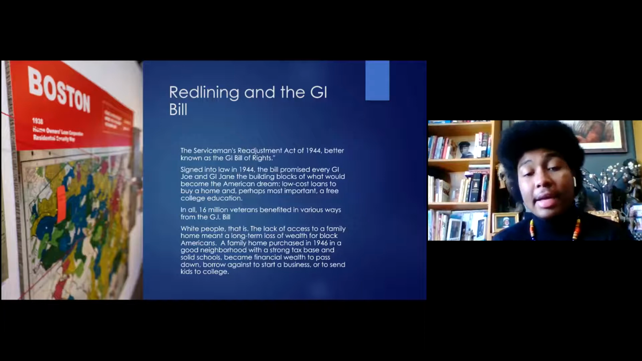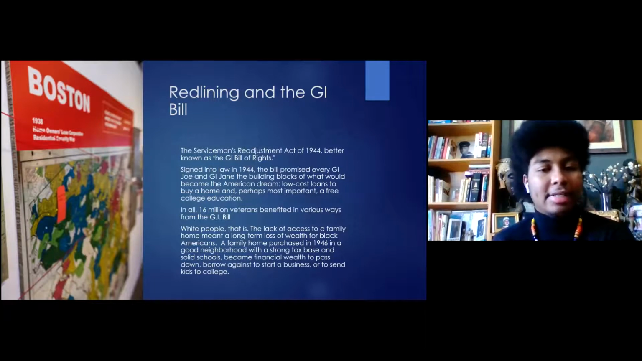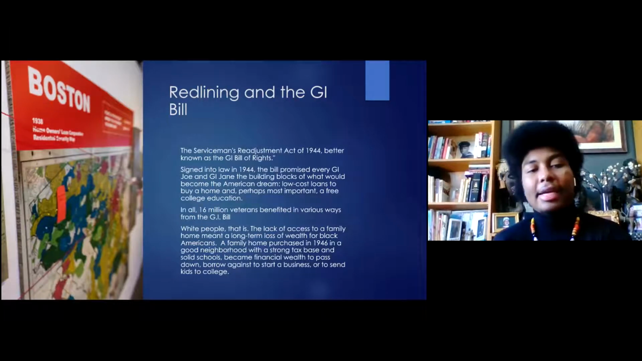So to this day, the term redlining pertains to that spirit, to that aspect of highlighting and singling out areas of Black communities and separating them from benefits.